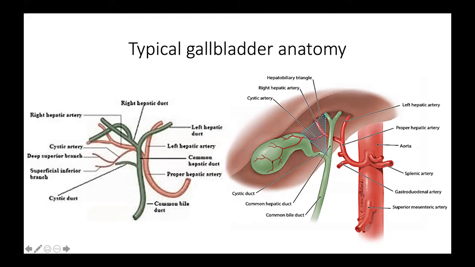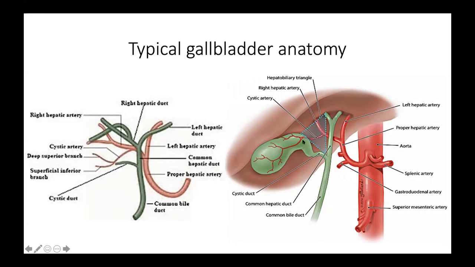Now, to start with, typical gallbladder anatomy is something that we should probably all know very well by now, but I'm just going to go through it quickly. The gallbladder is found between the fourth and fifth segments of the liver on the inferior border of the liver, and it is essentially attached to the common hepatic duct via the cystic duct, which then becomes the common bile duct.